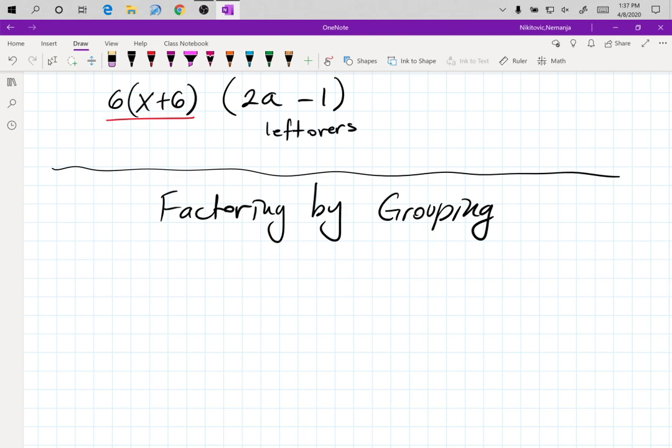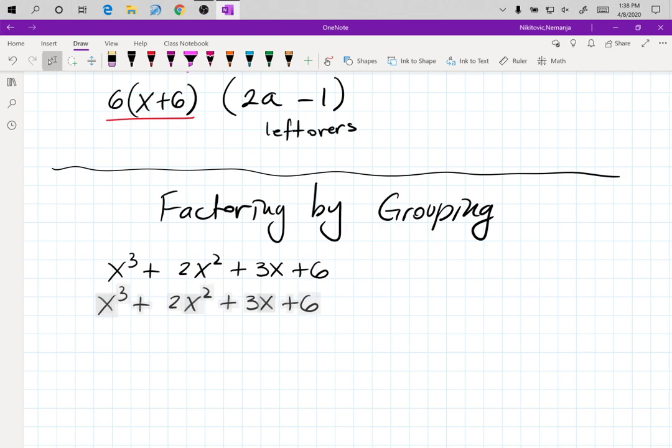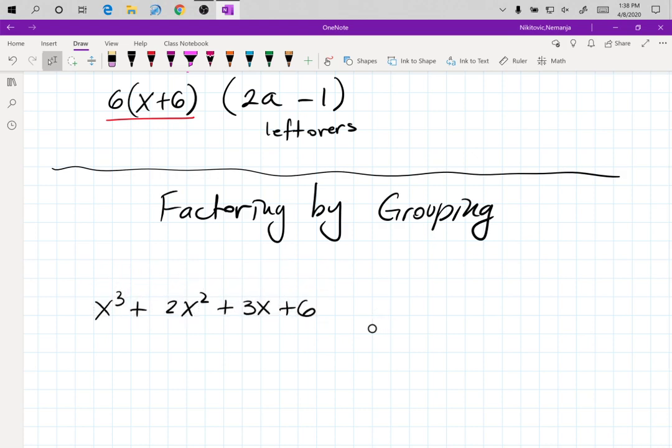Let's take a look at the example. x cubed plus x squared plus 2x squared plus 3x plus 6. So we want to factor by grouping. What do I do? Well, I first make groups. Now, sometimes you will have to rearrange the order of terms to make groups. Sometimes you just make groups.